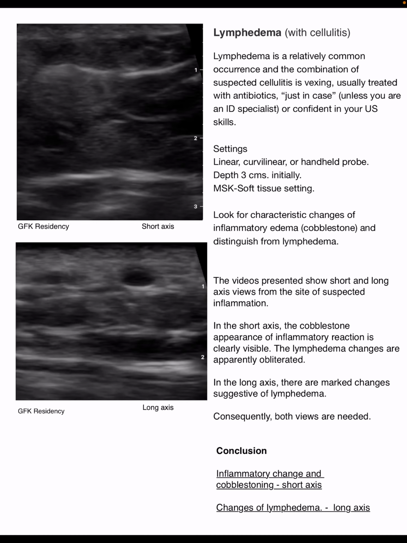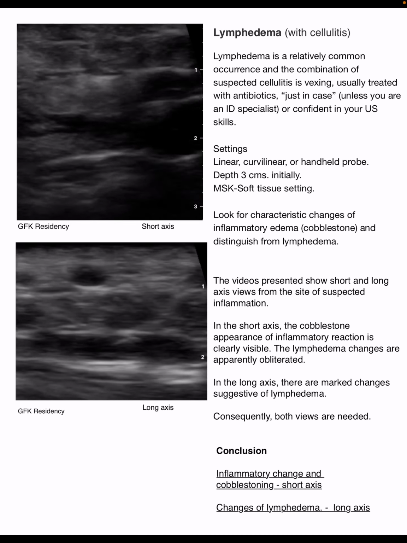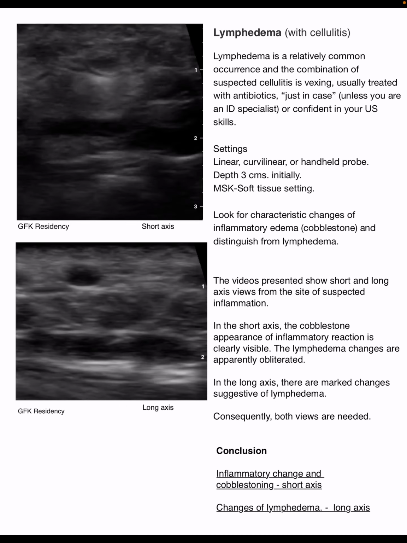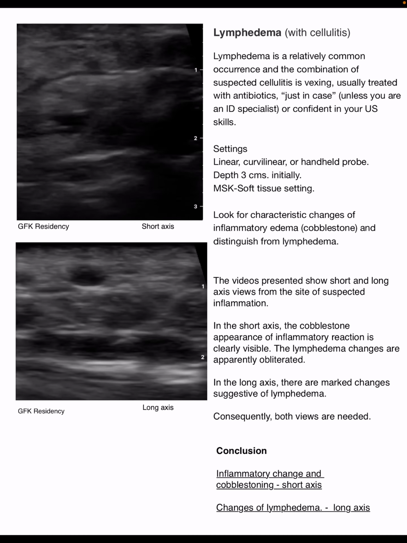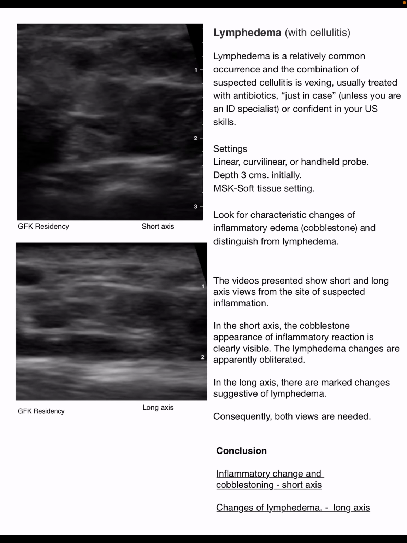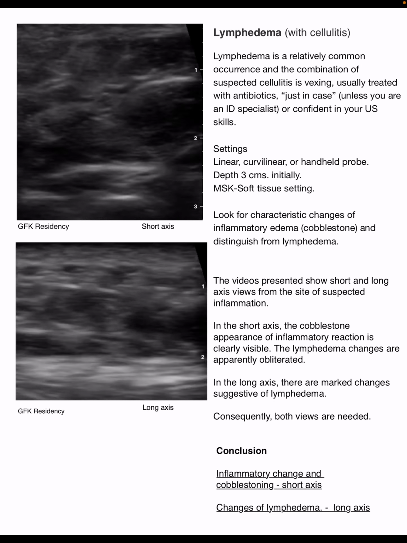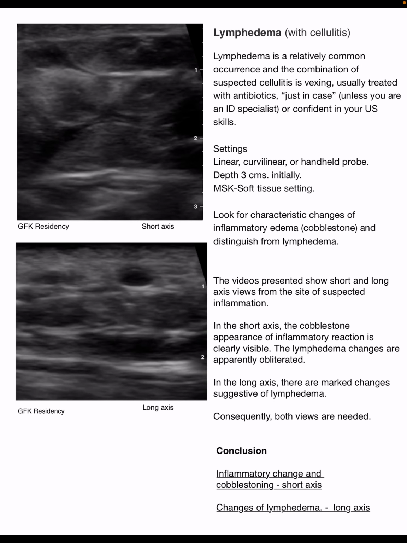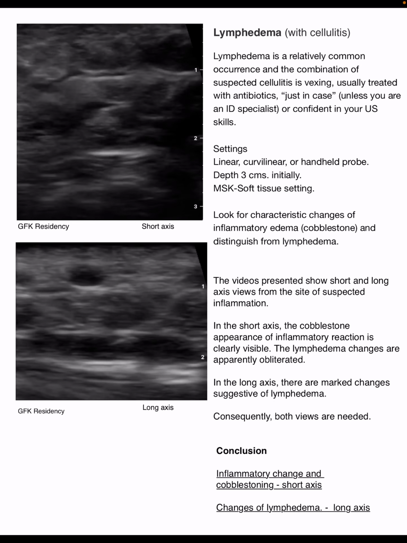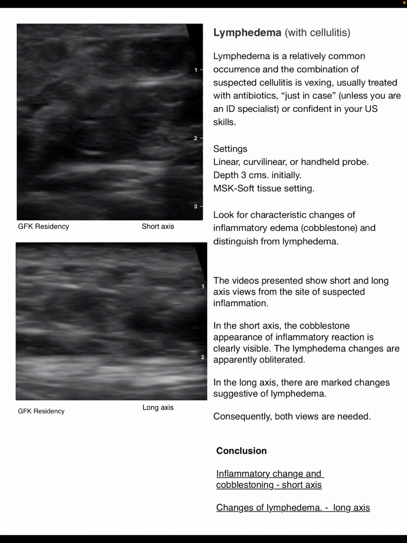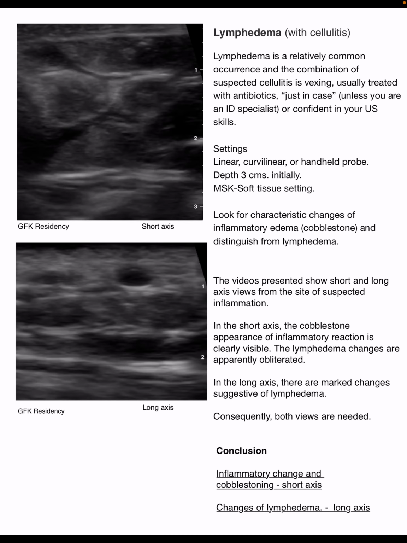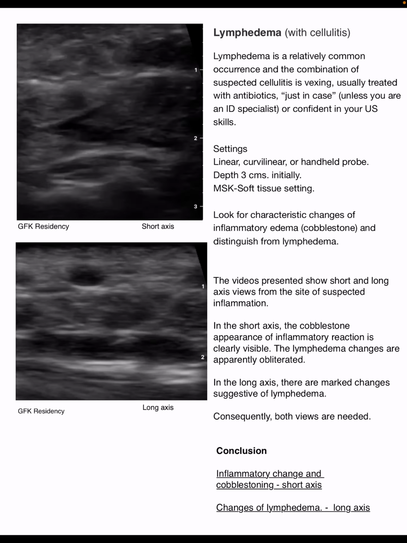The videos presented show short and long axis views from the site of suspected inflammation. In the short axis, the cobblestone appearance of inflammatory reaction is clearly visible. The lymphedema changes are apparently obliterated. In the long axis, there are marked changes suggestive of lymphedema. Consequently, both views are needed.